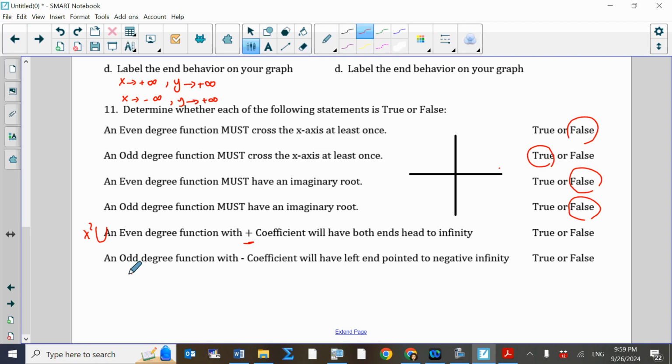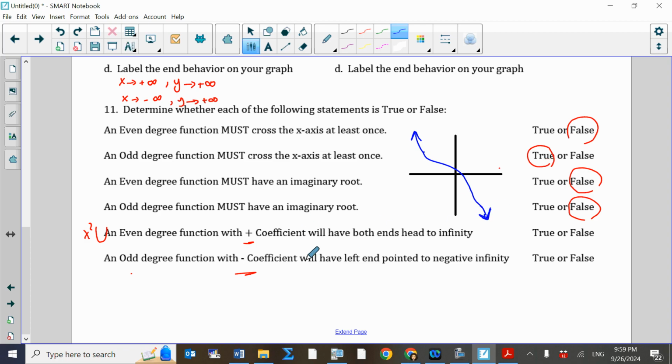An odd degree function with negative coefficient. Well, we know that odd degree function with positive coefficient looks like this. It goes to two different directions. But if it's negative coefficient, it's going to be flipped over the x-axis. So this will be the end behaviors. This is how it will look like. In between, we don't know what it is, but whatever it's between, I'm just going to graph something random.